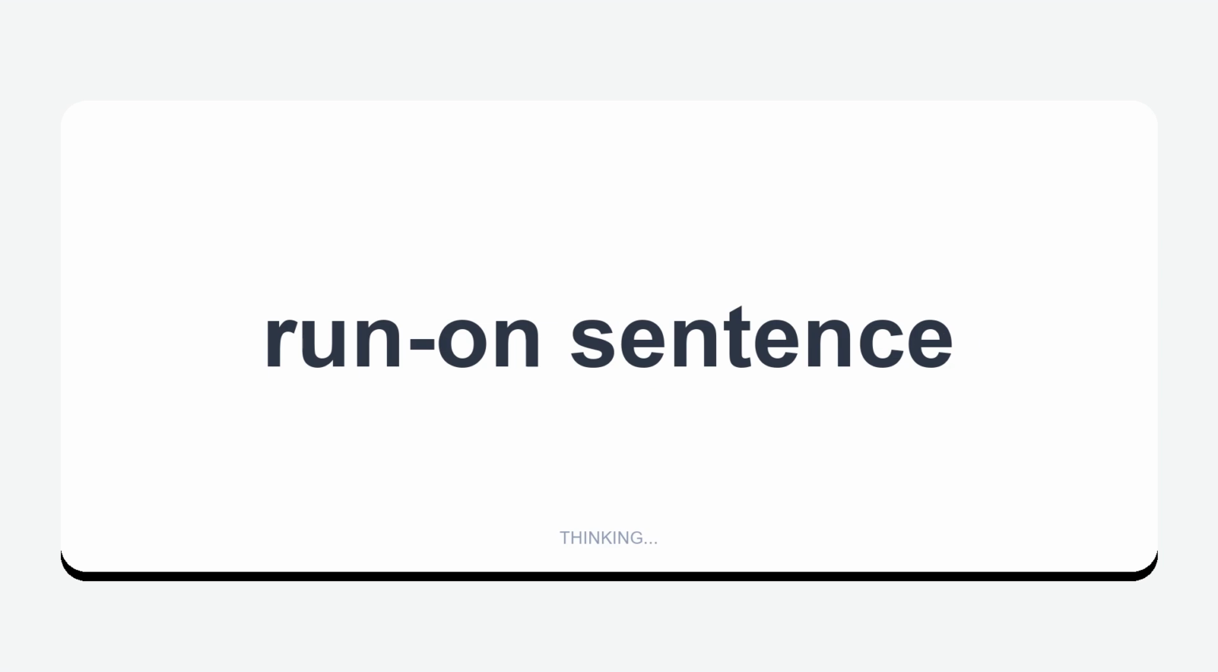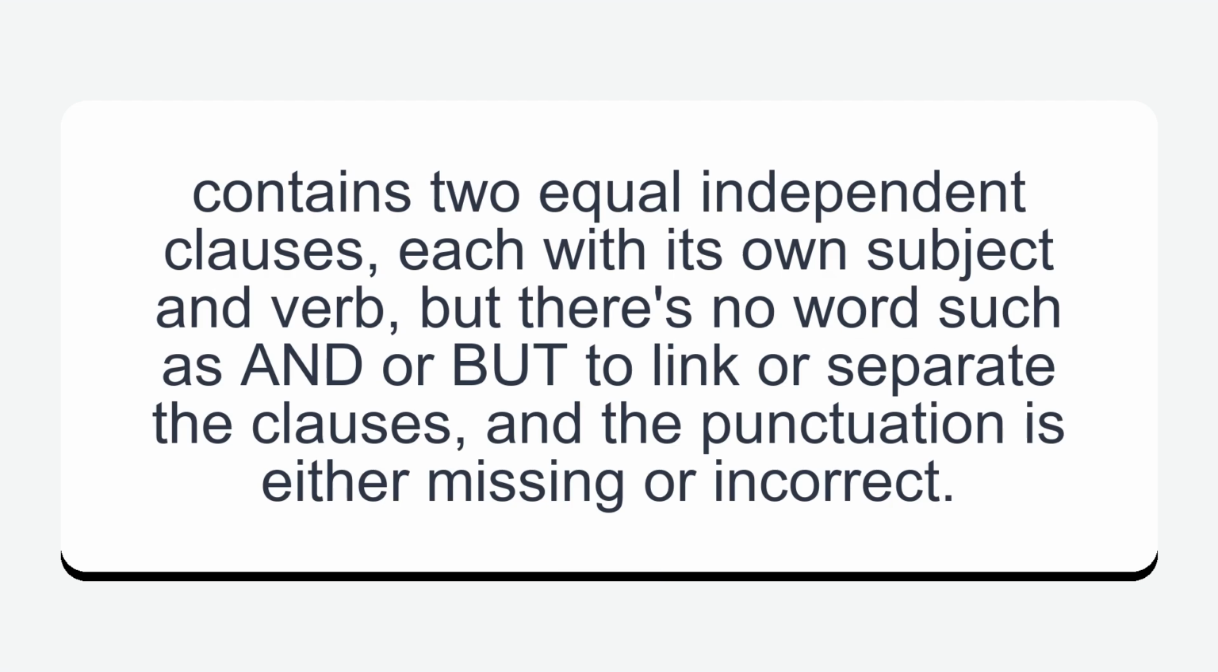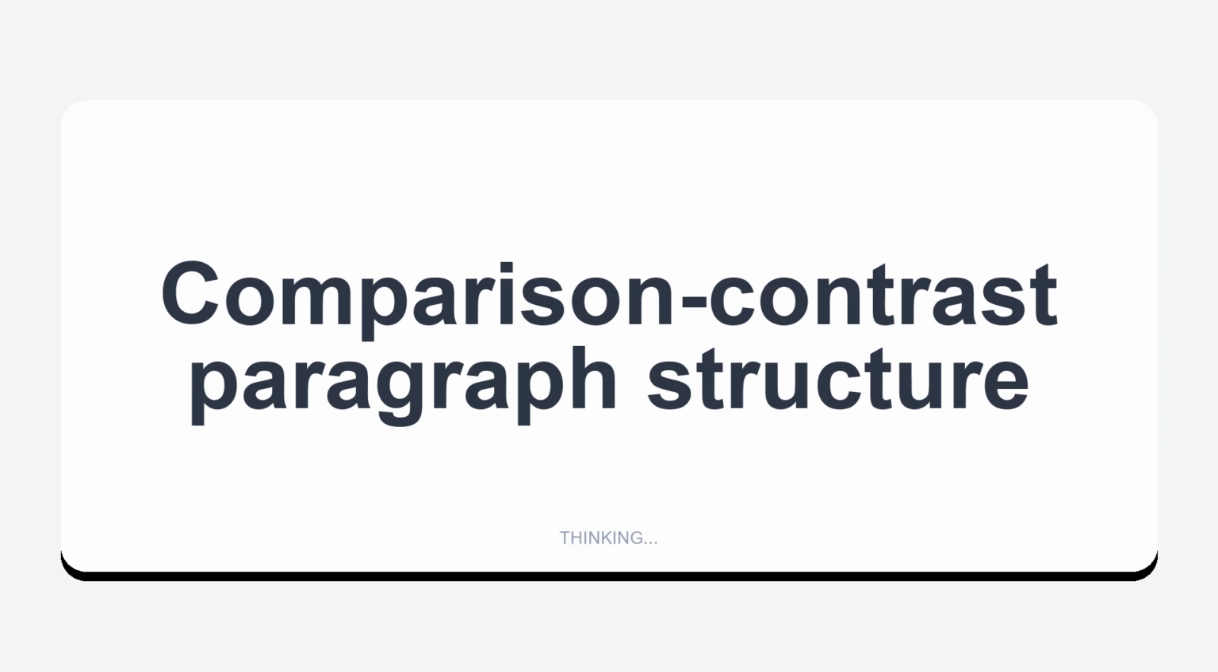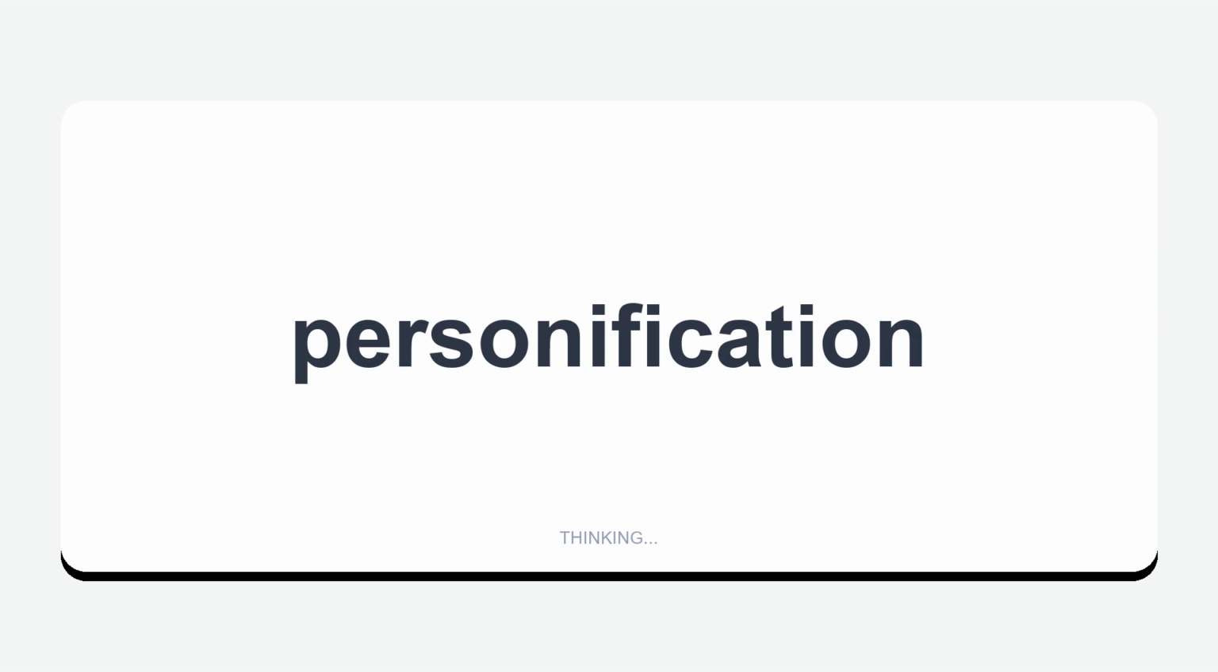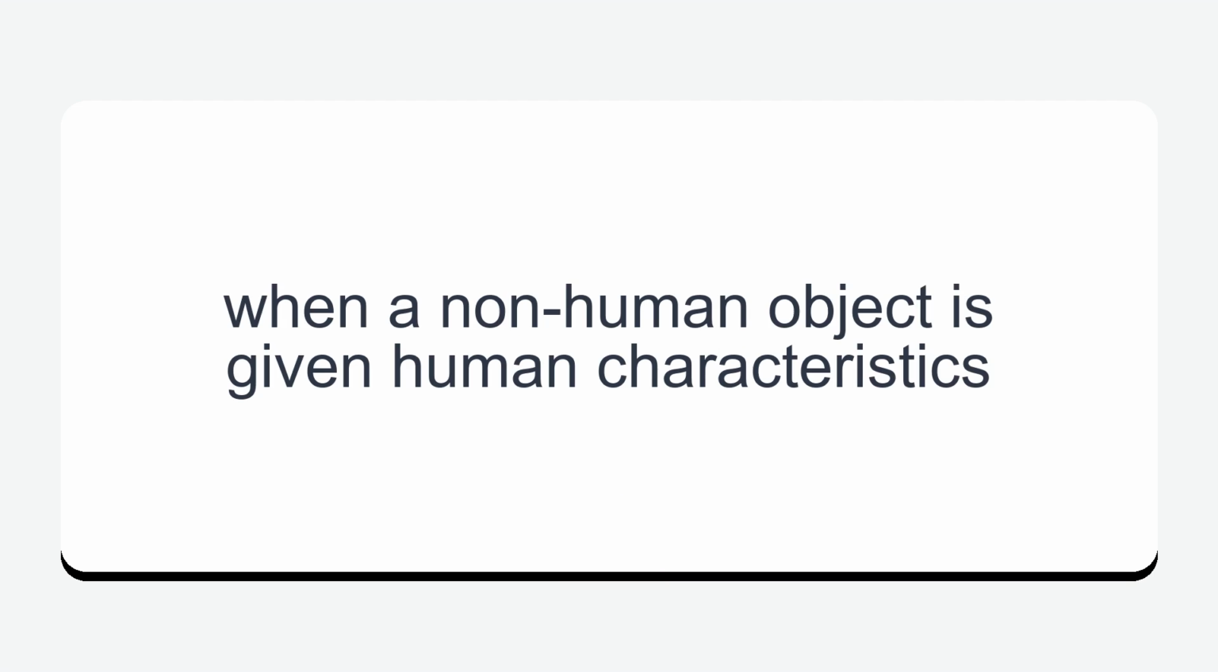Run-on sentence: contains two equal independent clauses, each with its own subject and verb, but there's no word such as and or but to link or separate the clauses, and the punctuation is either missing or incorrect. Comparison contrast paragraph structure: when authors want to discuss similarities and differences between separate concepts. Personification: when a non-human object is given human characteristics.